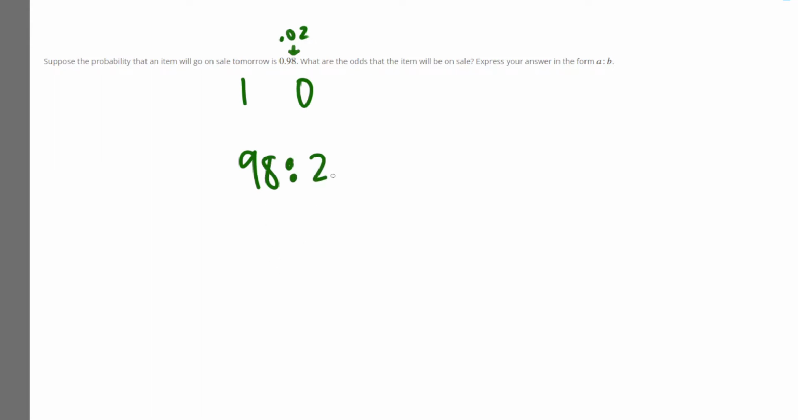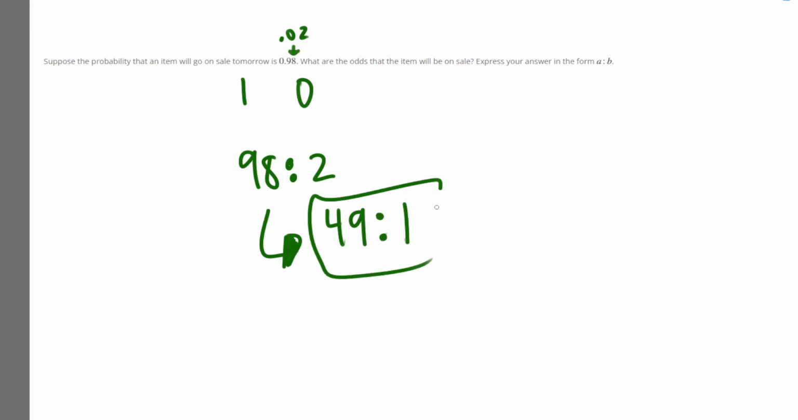to 2. And it wants that to be in simplest form, which should be 49, sorry, I don't know why I said 44. So our answer there would be 49 to 1. That one doesn't disappear. Now it's in simplest form.